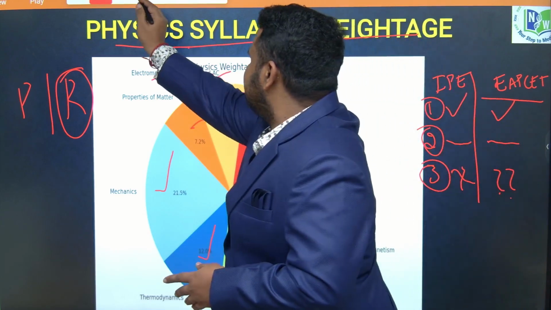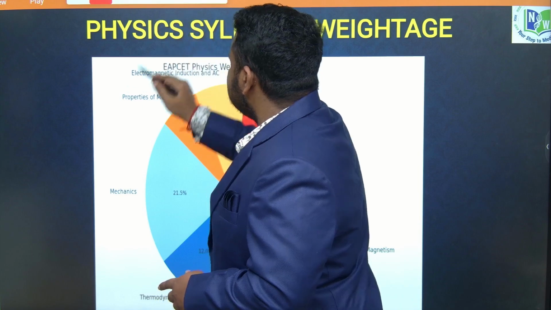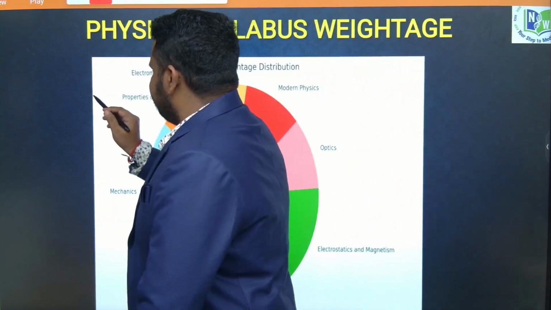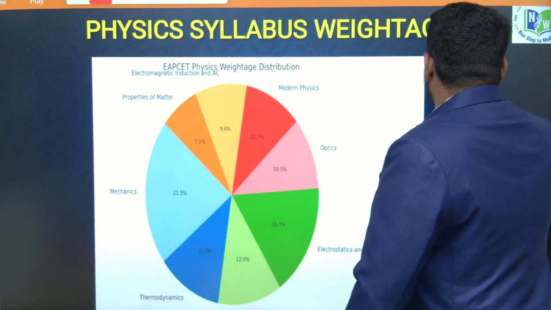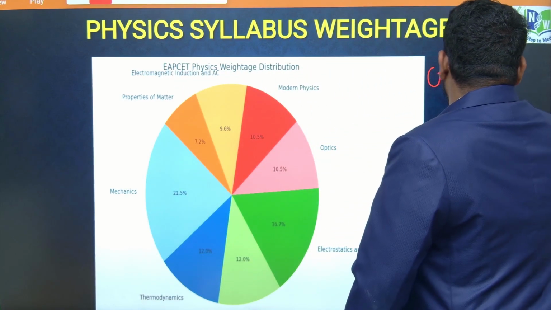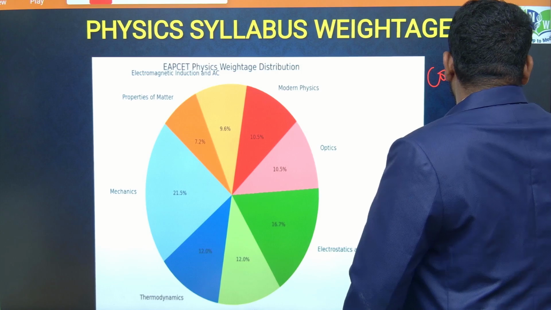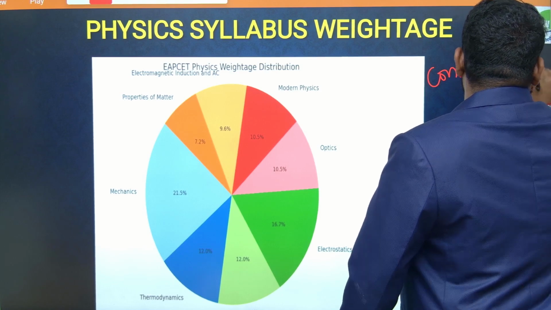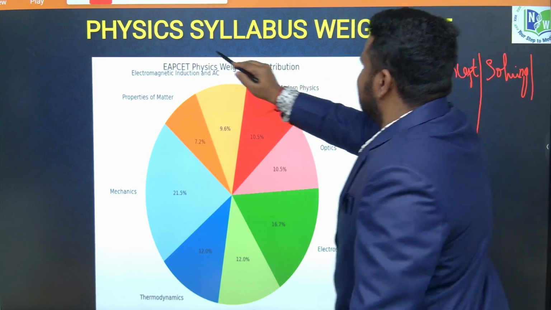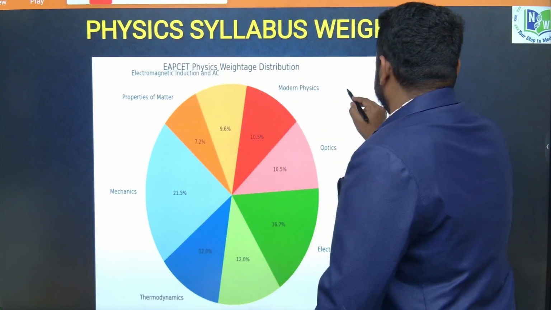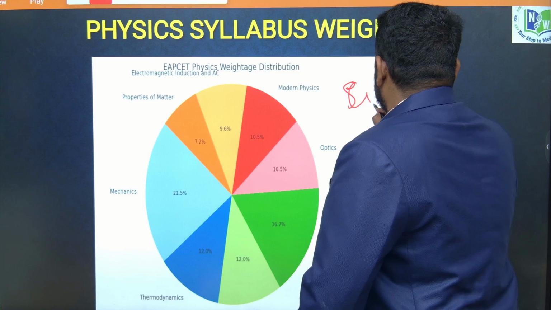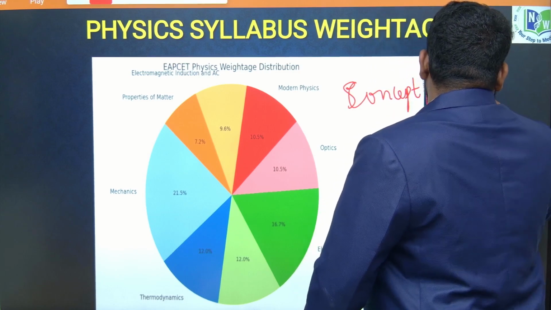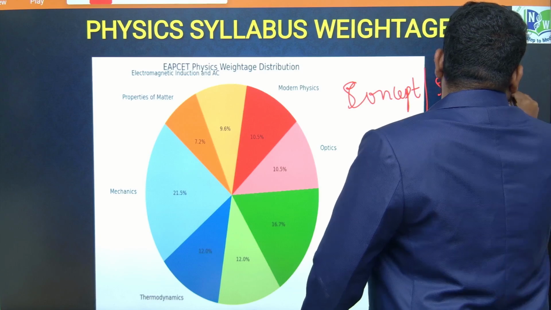So before going ahead, what I would like to say is, in physics, what are the different types of prerequisites that are required to do well in the examination? Let me write it here. One is concept. Next is solving. Next is speed and accuracy.